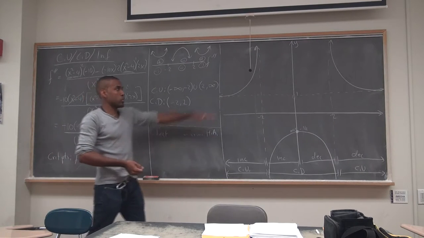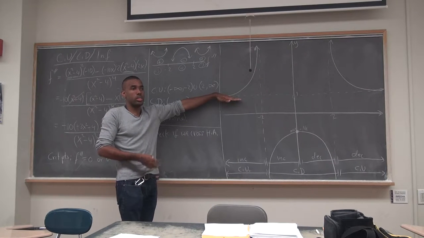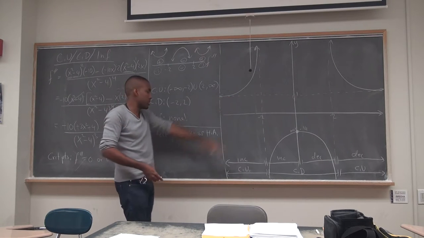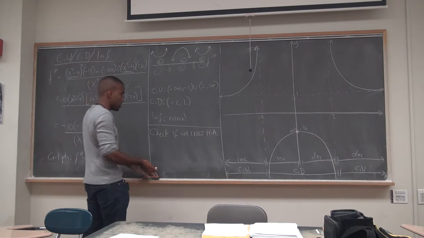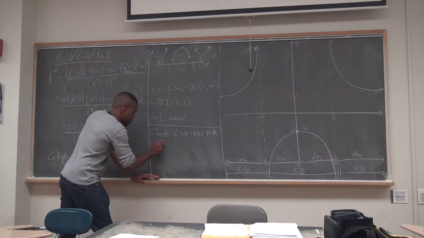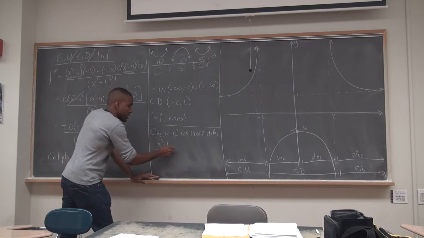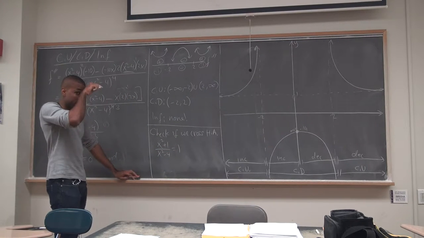Well, the horizontal asymptote is y equals 1. So the question is, is y ever equal to 1, right? But what is y? Y was the original function, which was x squared plus 1 over x squared minus 4, yes? Right, set that equal to 1. Does that equation actually have a solution?